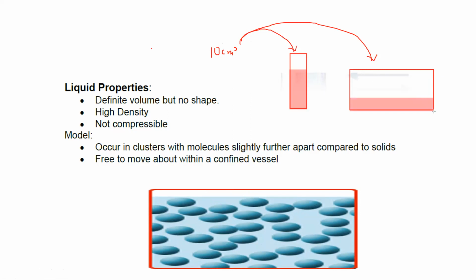When a gas is converting into liquid, we call that condensation. When a liquid is converting into solid, we can call that solidification, or we can also say freezing.